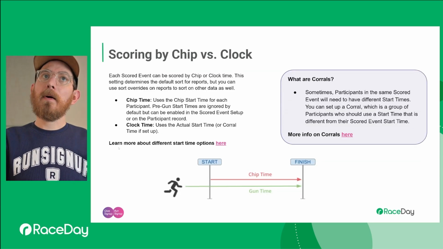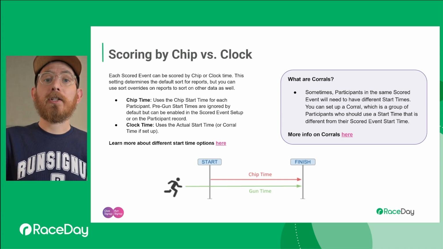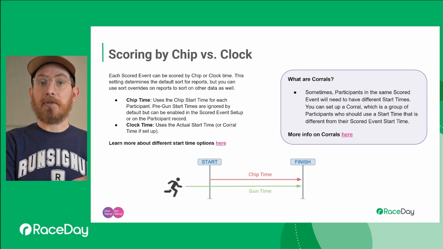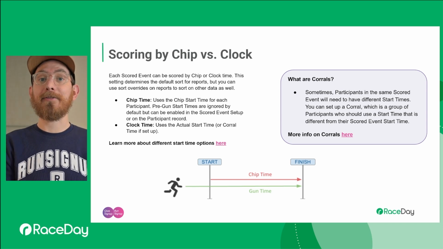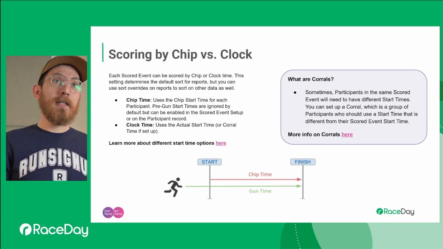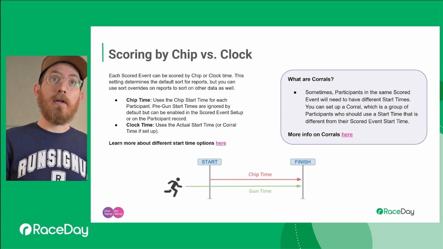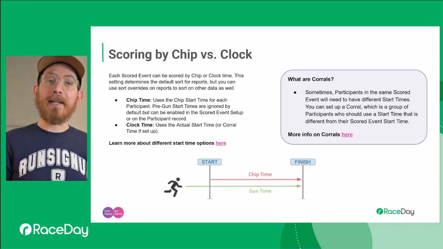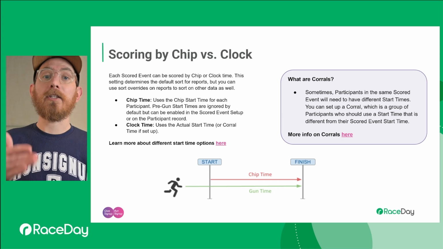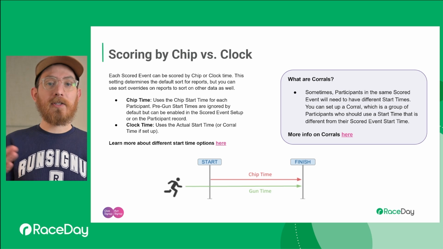So next, let's talk about scoring by chip or clock. So each scored event can be scored by chip or clock time. A setting determines the default sort for reports, but you can use sort overrides in your reports to sort on different data as well. It's just going to define the default. So the first option is chip time. This uses the chip start time for each participant, and it will basically ignore any chip starts that are before the gun time. But there is an option here to say, actually, I do want to consider chip start times before the gun. This is usually not used, but in some cases it can be helpful.